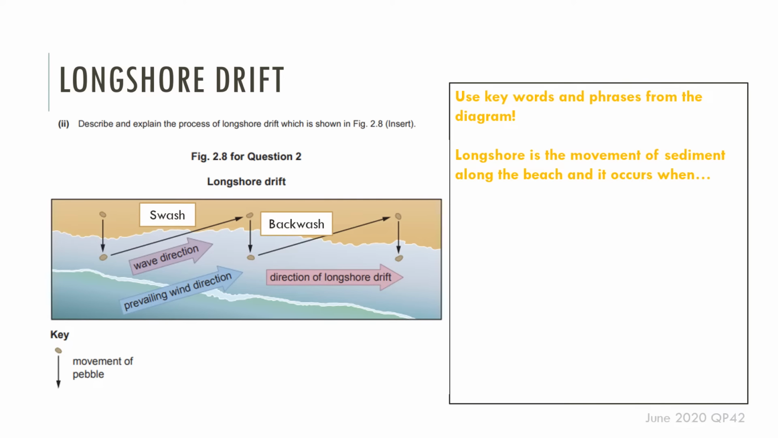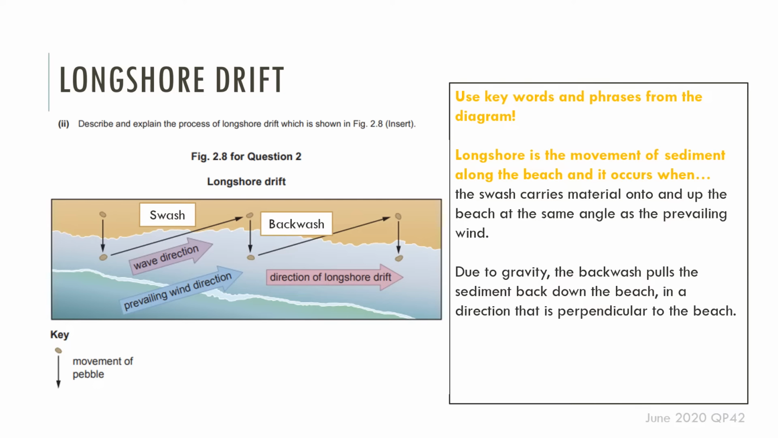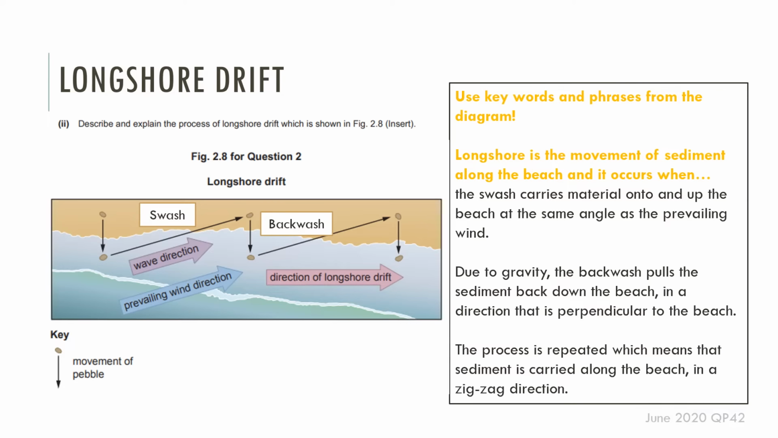Nice opening paragraph here. That should at least get you 1 mark. The swash carry materials onto and up the beach at the same angle as the prevailing winds. Again, using the key terms from the diagram. Due to gravity, the backwash pulls the sediment back down the beach in a direction that is perpendicular to the beach, and the process is repeated, which means that sediment is carried along the beach in a zigzag direction.